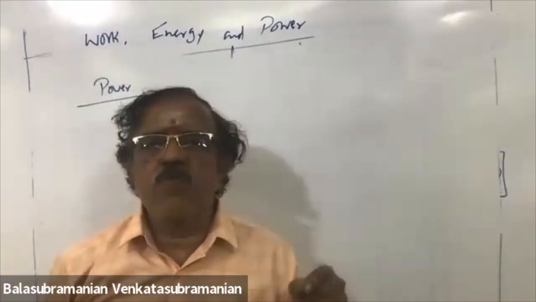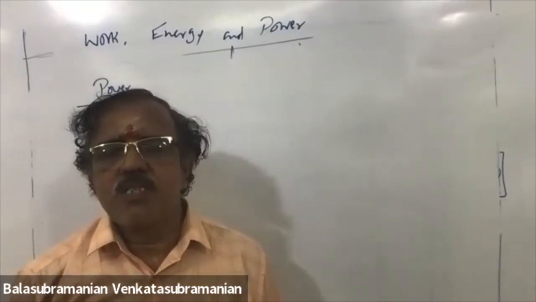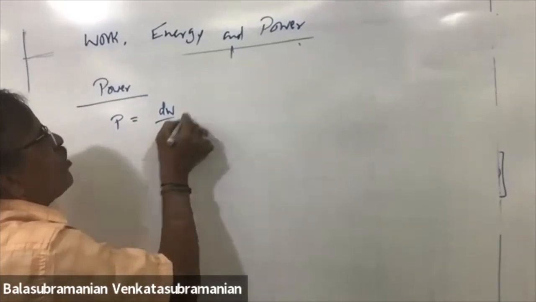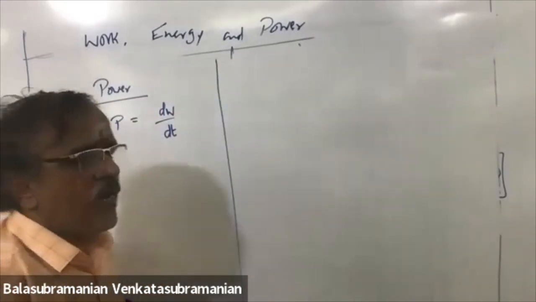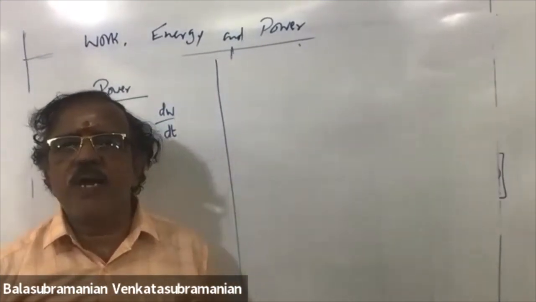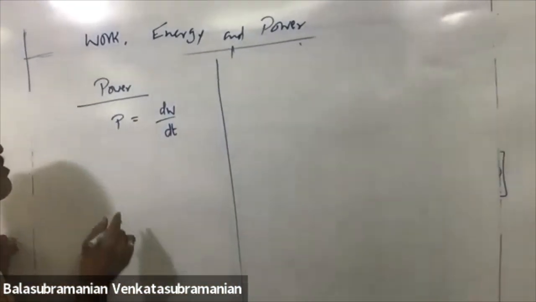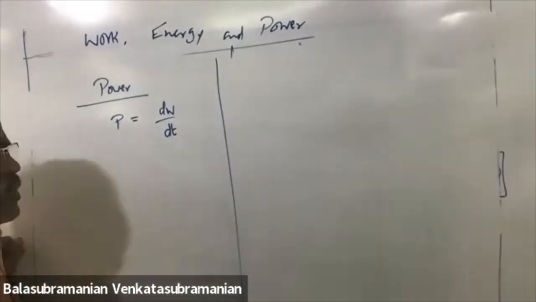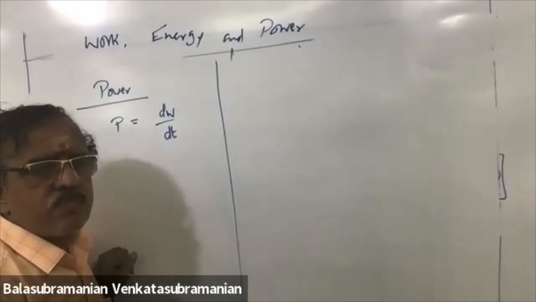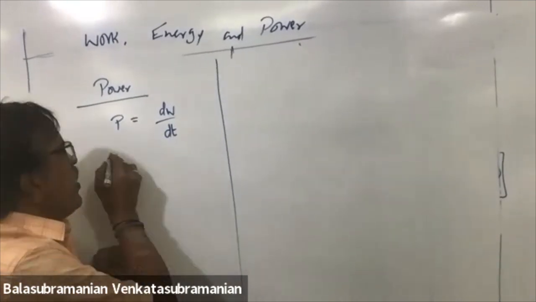Rate of doing work we call as power. That is, power is nothing but work done by time taken, dW by dt. Small change in work done in a small interval of time, dW by dt, we call as power. So power is equal to work done by time, W by T or dW by dt.